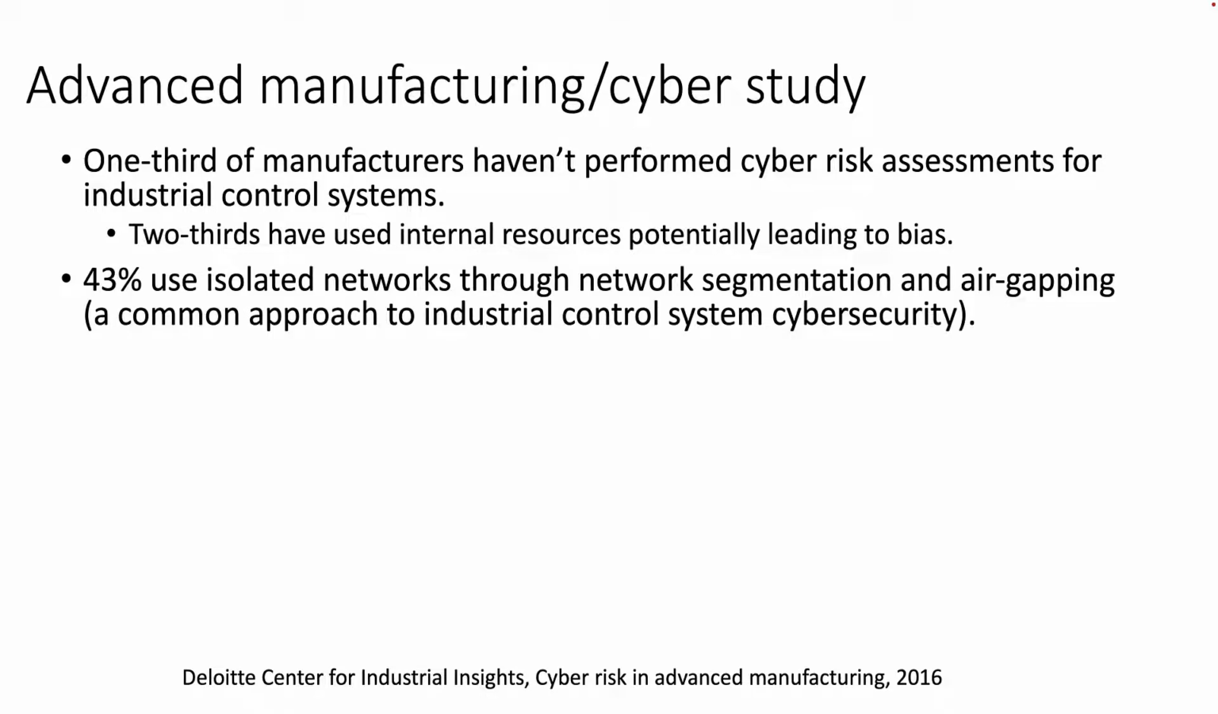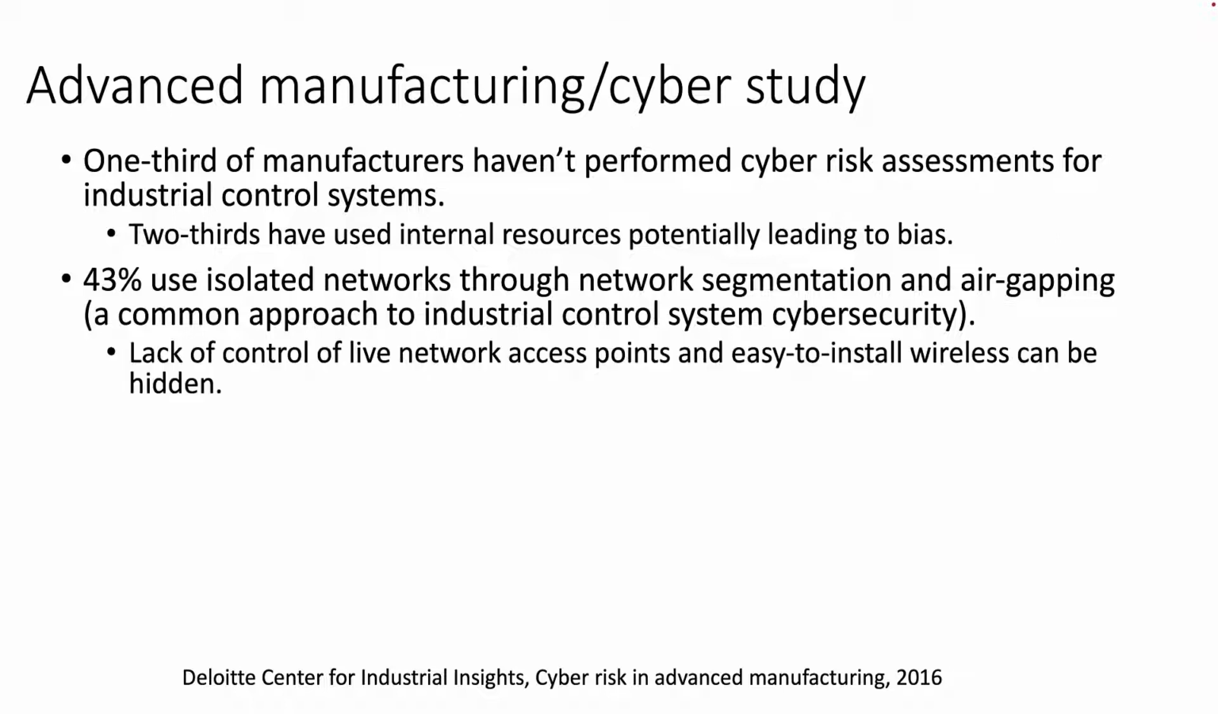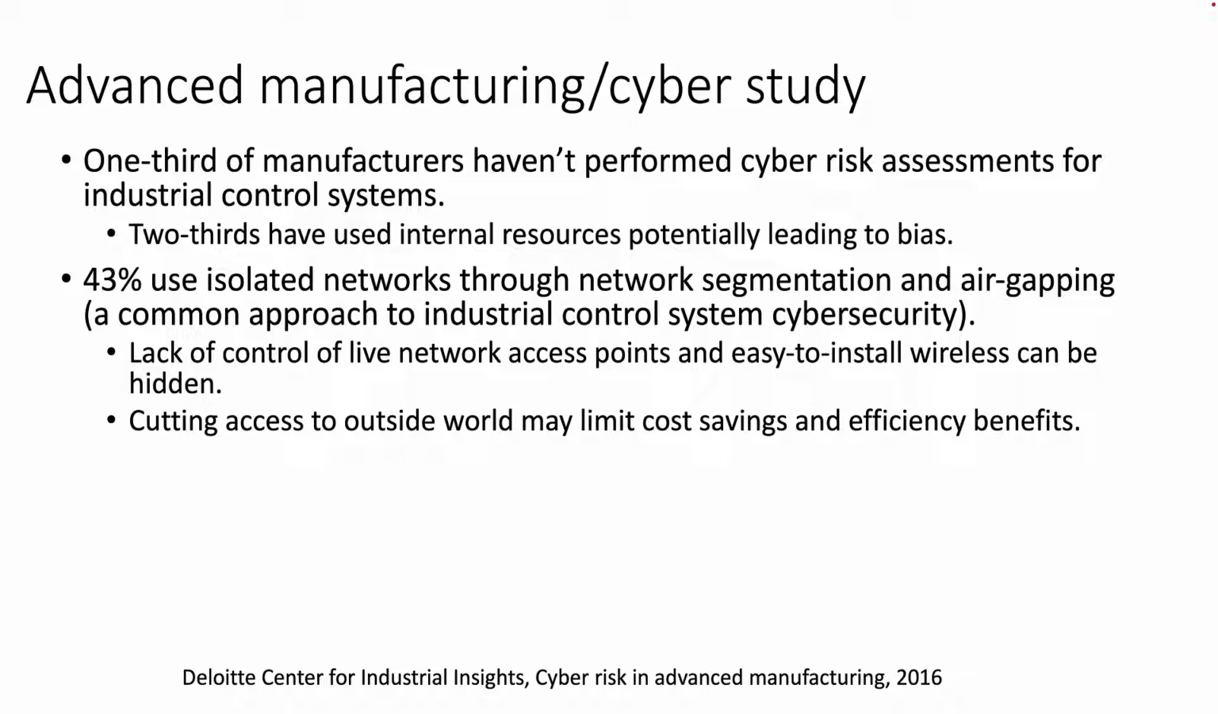43% of manufacturers use isolated networks through network segmentation and air gapping, that is that physical gap. And this is a common approach to industrial control system cybersecurity. So essentially those ICS systems are not directly connected to the internet, but as we'll see, advanced manufacturing is actually moving toward that and removing that air gap. The lack of control of live network access points and easy to install wireless can be hidden. And one of the reasons that this air gap is slowly being reduced is that cutting access to the outside world through the internet may limit cost savings and efficiency benefits.